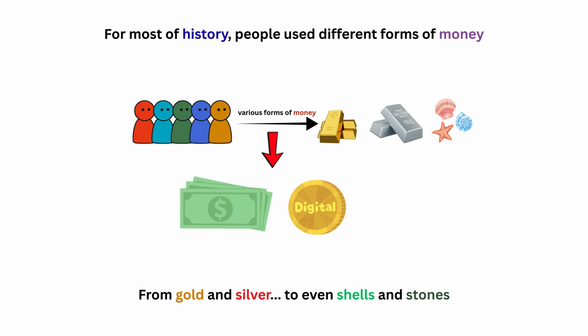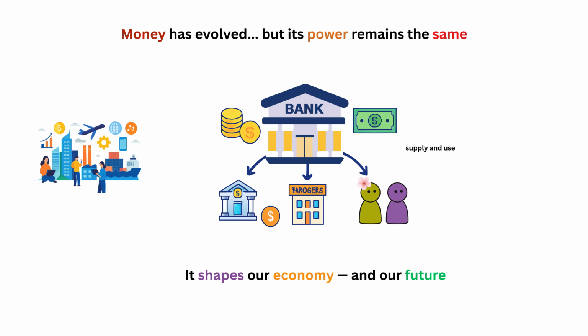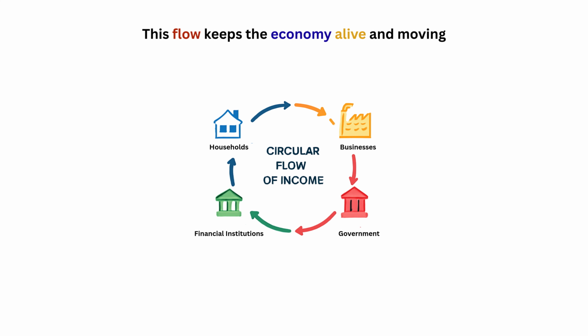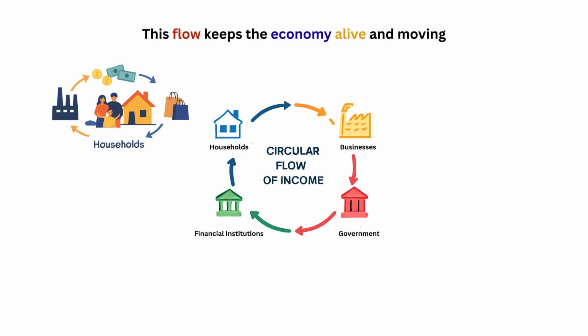In modern economies, money is created and controlled by a central authority, like a central bank, which oversees its supply and use. How money flows in the economy. Money flows through an economy in what is called the circular flow of income. Here's how it works. Households. You and everyone you know are part of a household.